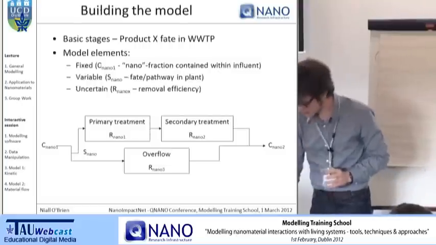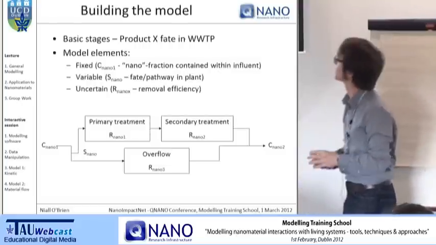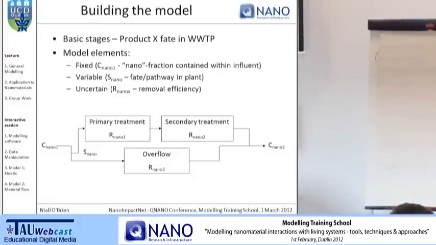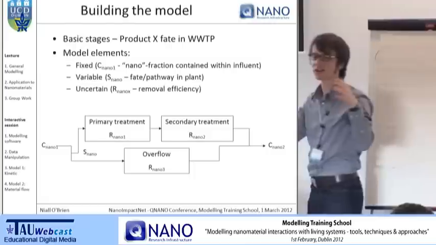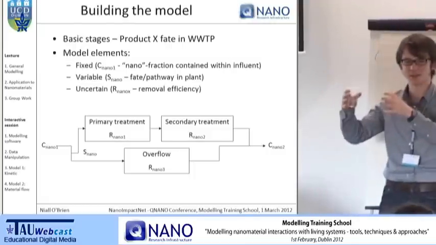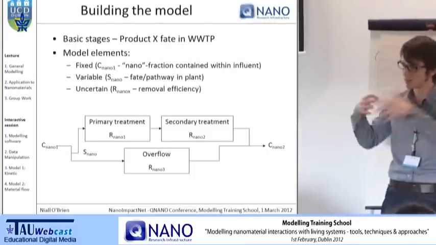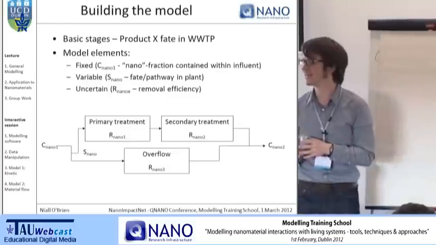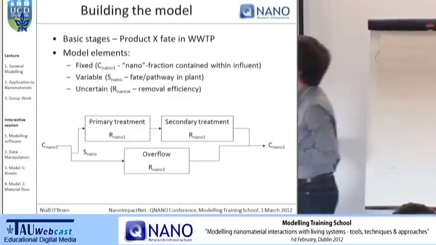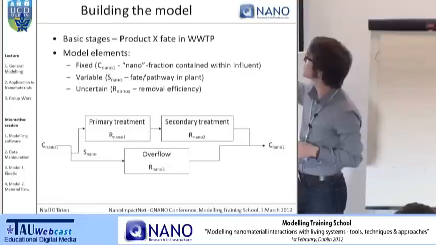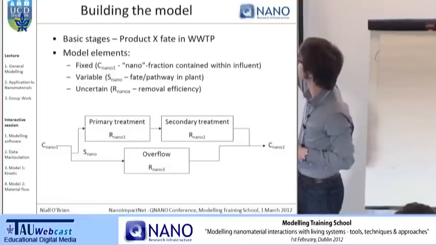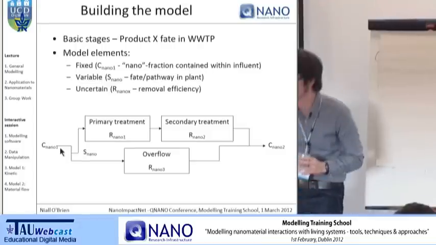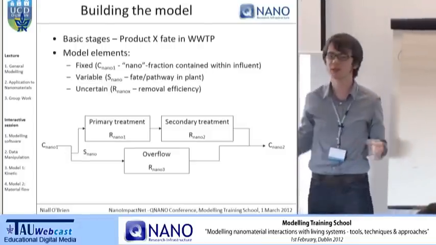For instance, we have to think about how we're going to represent different elements in a model. In this case, we're looking at the fate in a process, because these are nice boxes, nice contained processes. We have primary treatment, secondary treatment. The environment is not so nicely contained. Things mix in together, and things go back and forth. It's a mess there, and it's difficult to model this mess. But for this short example, we have designated that the concentration of nanofraction contained within the influent is fixed. Obviously, this will be variable.